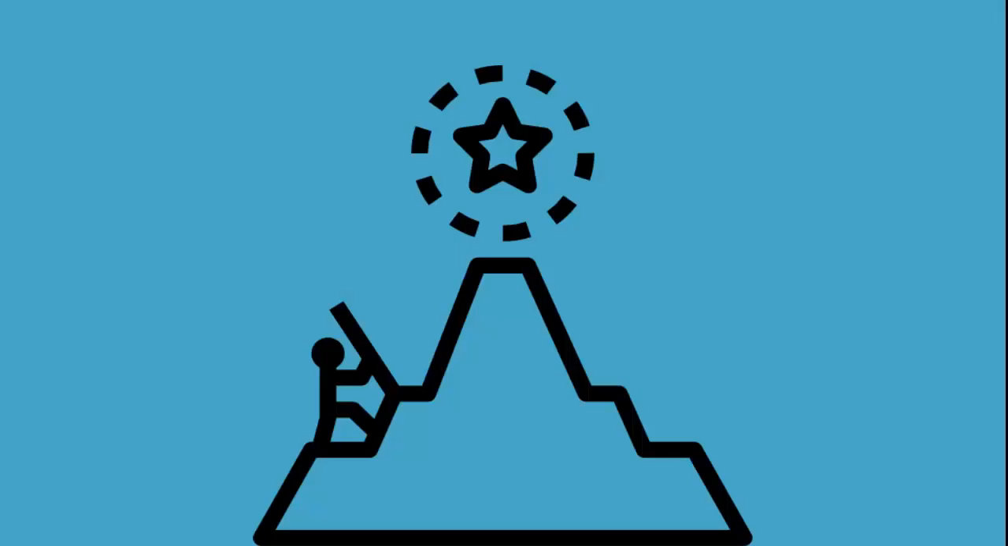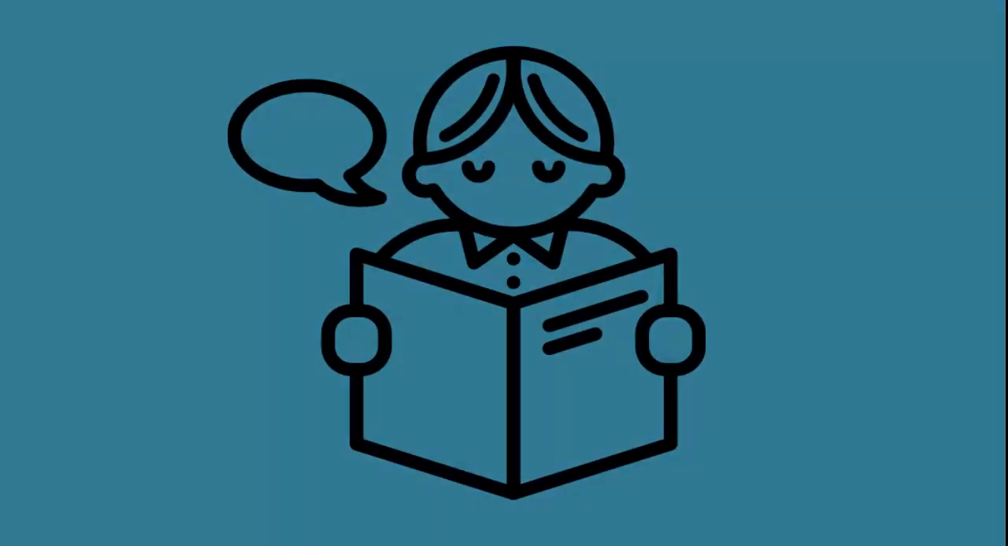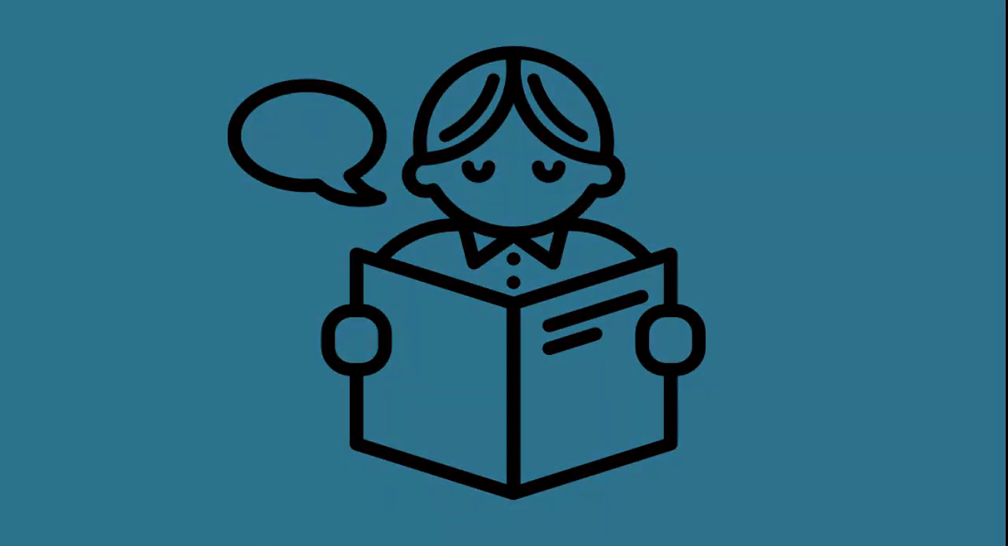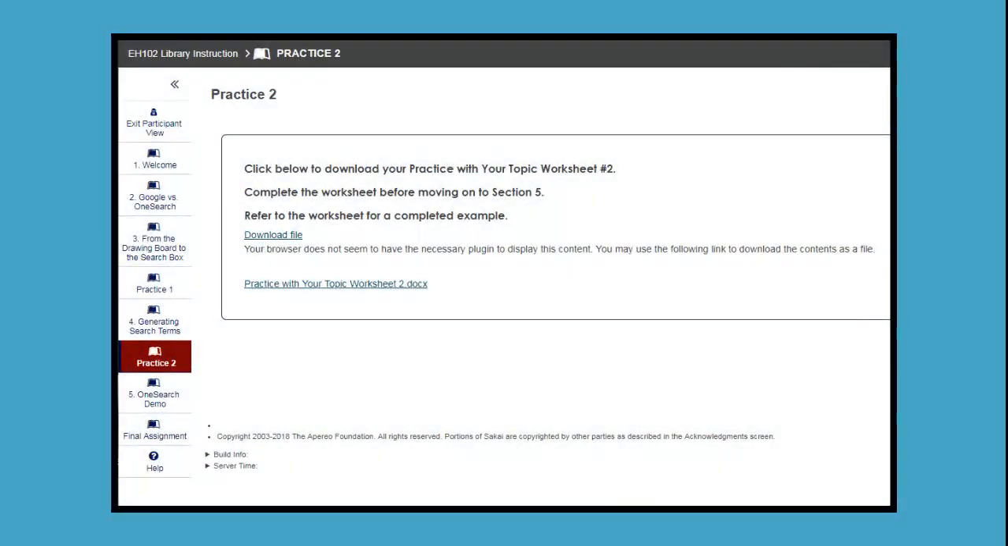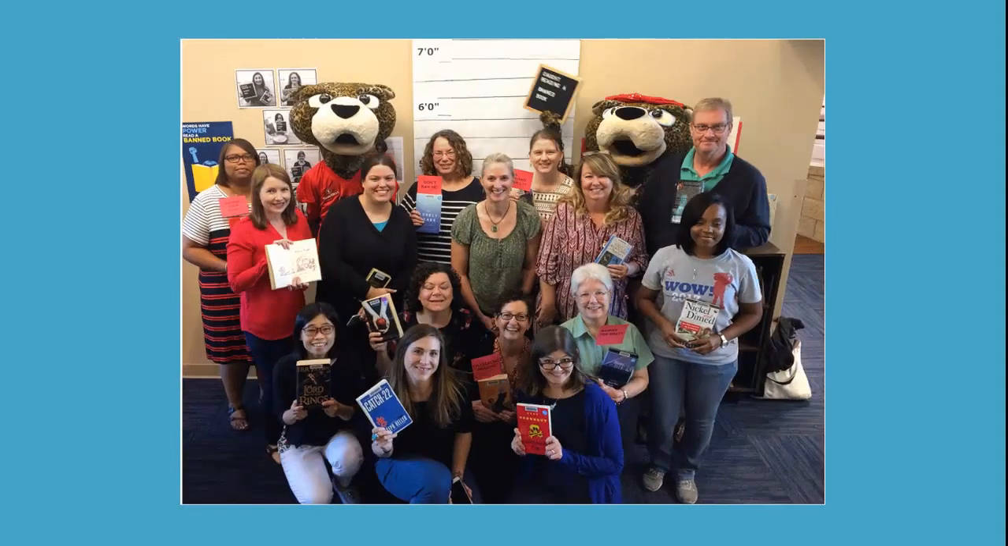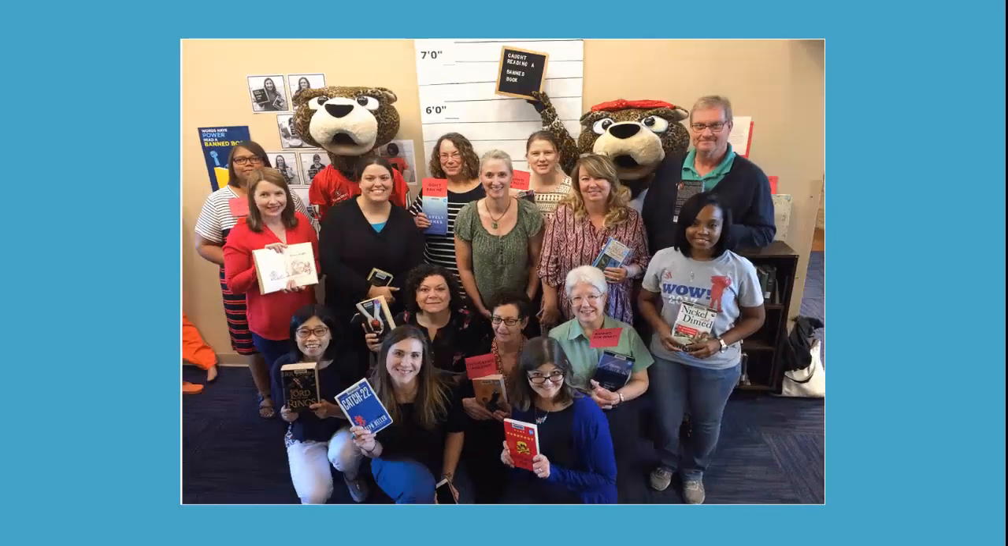This might seem like a lot of work, but it's very important. Generating search terms means that you have the right language to speak to the library databases. Now you'll fill out a grid for your own topic using the worksheet under the Practice 2 tab. Complete this worksheet and then move on to the OneSearch demo, where you'll learn how to use your search terms to find information. Remember, if you have any trouble, call, email, or visit your friendly librarians at the Marks Library.